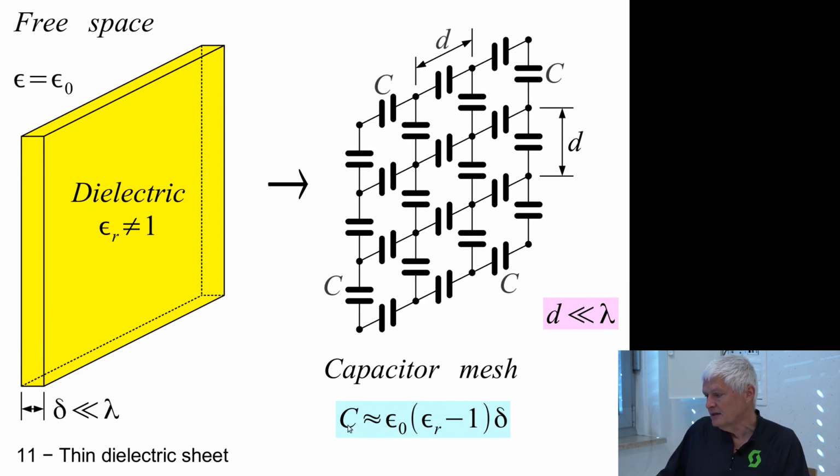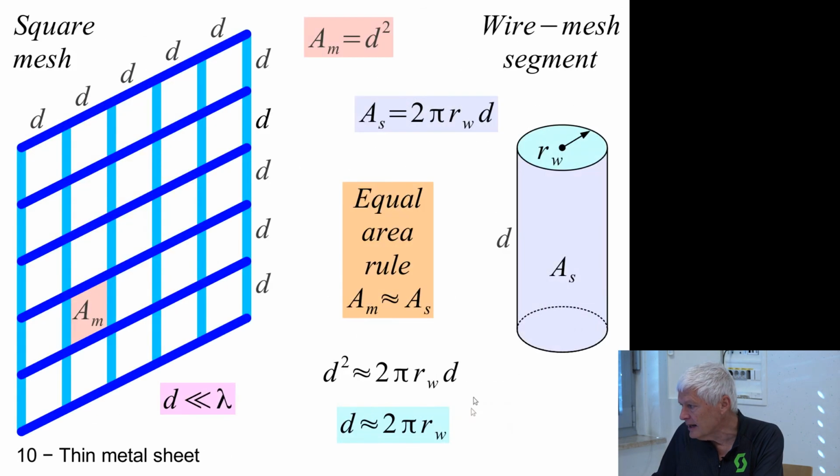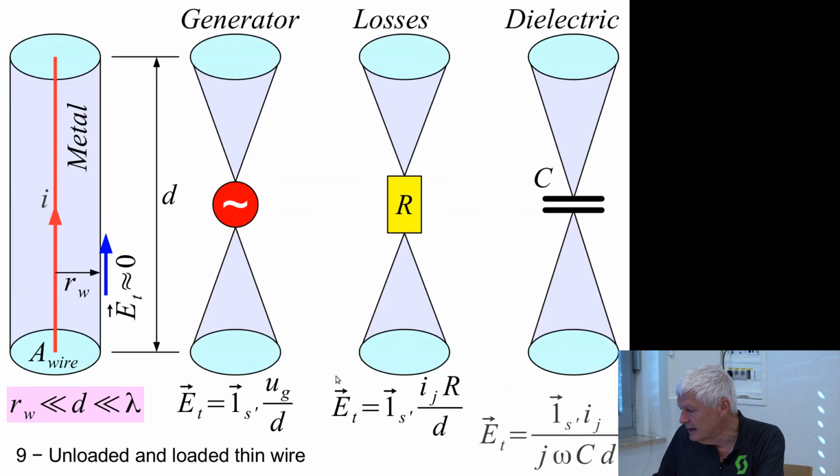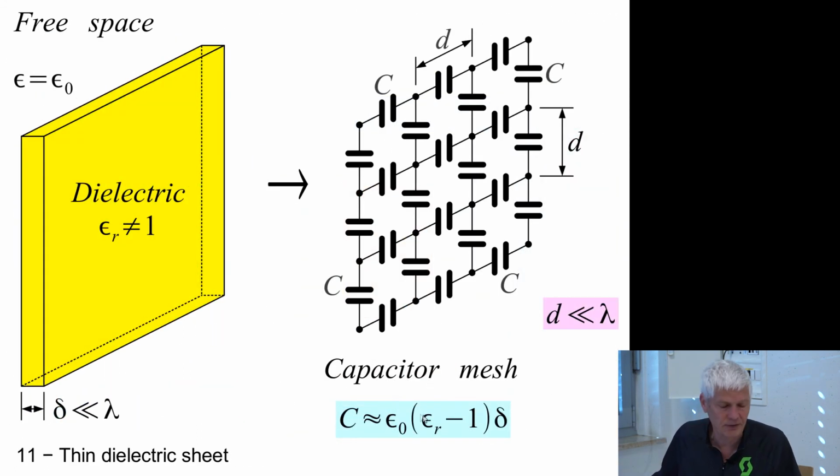What should be the capacitance of our capacitors? If I have a square mesh, so both the dimensions are identical, it's proportional to the relative permittivity of our dielectric minus 1. Why minus 1? Because we have this one already included in our expressions for the retarded potentials. So I have to specify here only the difference from free space. So relative permittivity minus 1. If this is vacuum here, it's not a dielectric, then 1 minus 1 is 0. I have no capacitors to replace with.